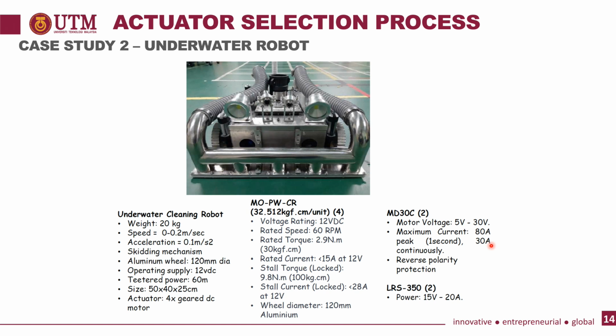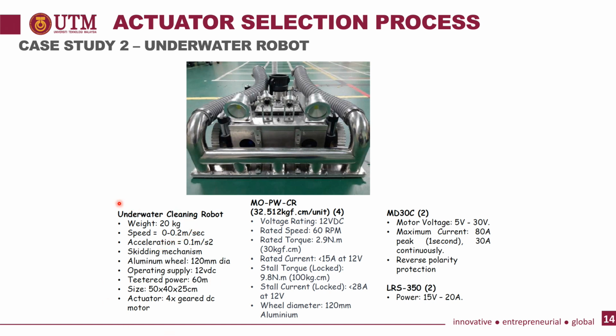All right, so as the name itself says, when it is an underwater robot, you need to choose the actuator, or all of the components, that can withstand underwater. Okay, so for the underwater cleaning robot, the weight itself is 20 kilogram because we want to submerge the robot, so the weight must be quite high. And the speed is 0 to 0.2 meter per second.